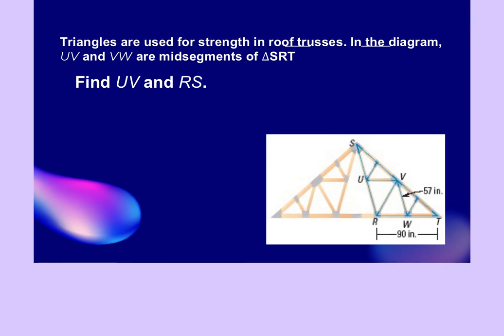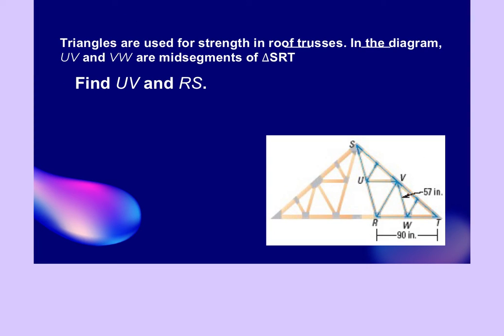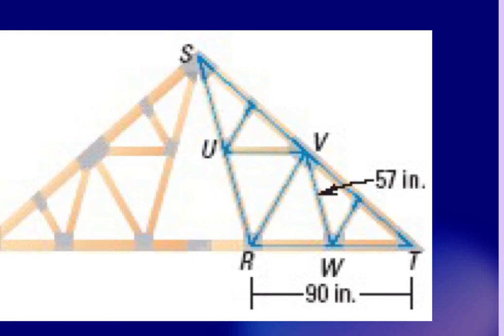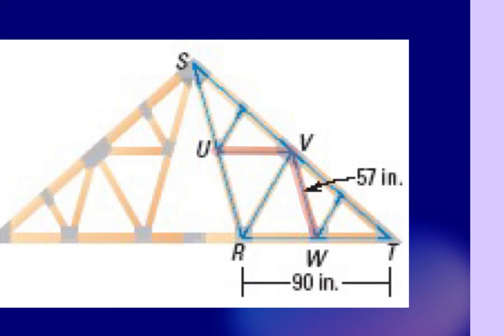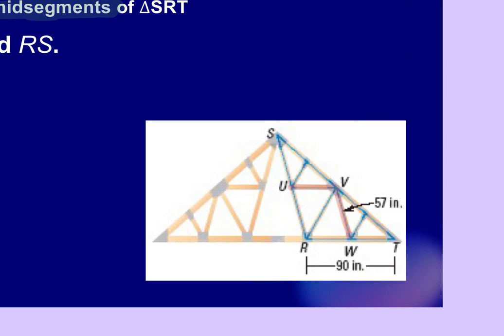So again, it will either say here that it's the mid-segment, or it will be marked on your triangle, the midpoints. If this is the mid-segment, this is a mid-segment. This is a mid-segment. And the first one it asks for is UV.